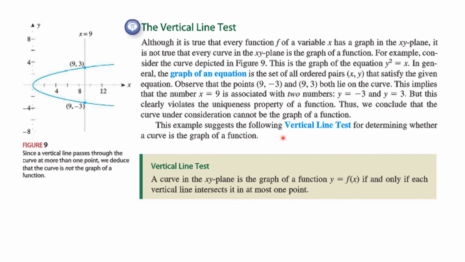So this motivates the idea of a vertical line test for determining whether a curve is a graph of a function. A curve in the xy plane is the graph of a function y equals f of x if and only if each vertical line intersects it in at most one point.